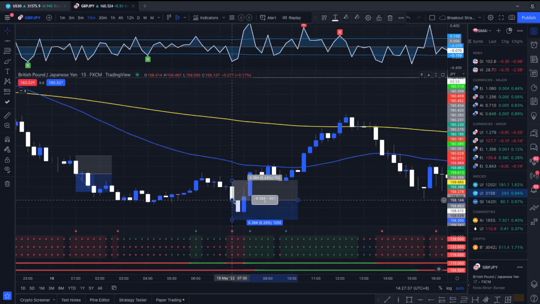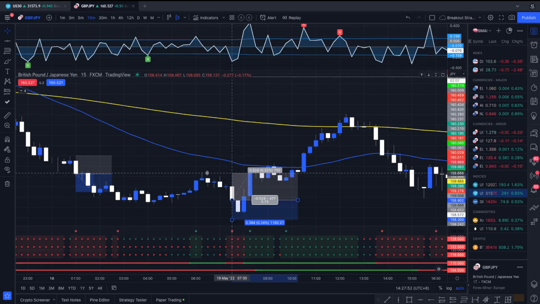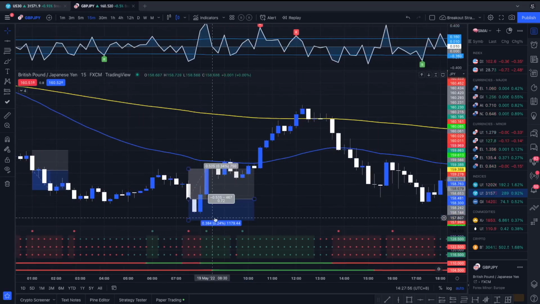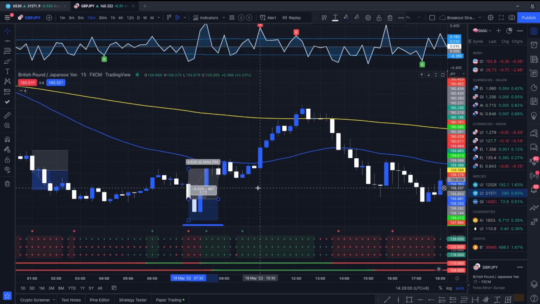All right, here we've got a second valid short entry. We peaked out to the downside out of the volatility oscillator, and we had a red dot printed right here at the close of this candle. This time we're going to use this as our swing high, and we see the trade is hitting stop loss very quickly.